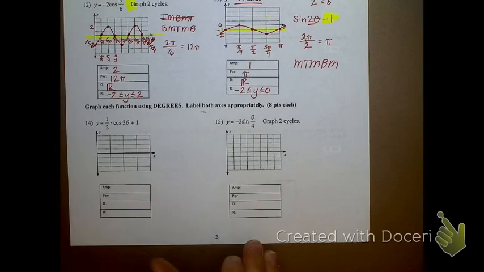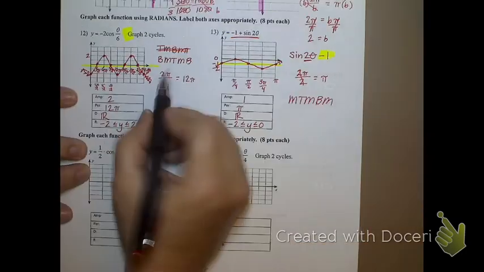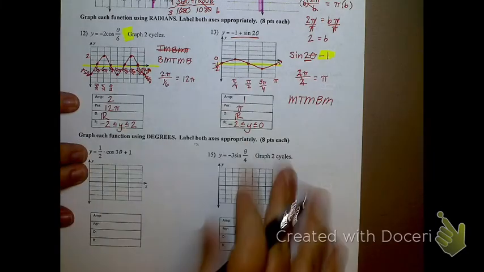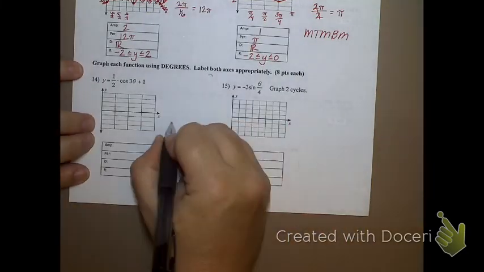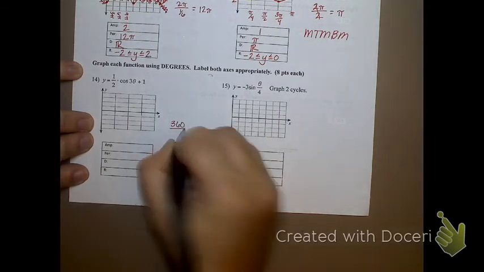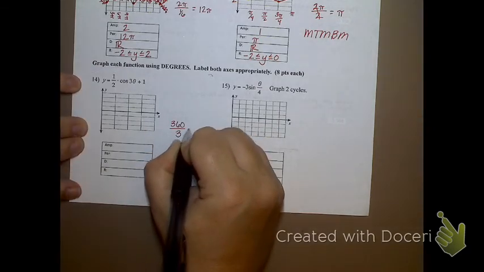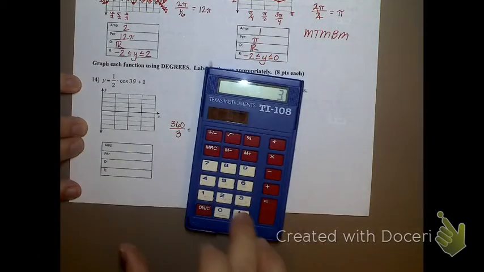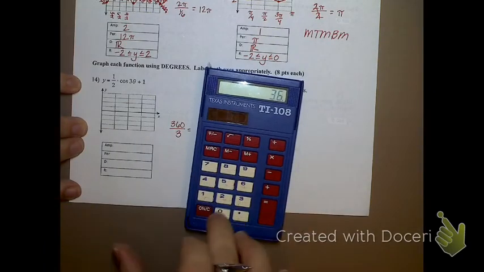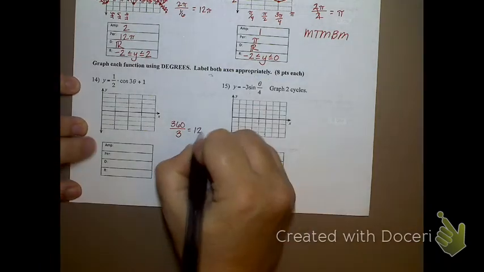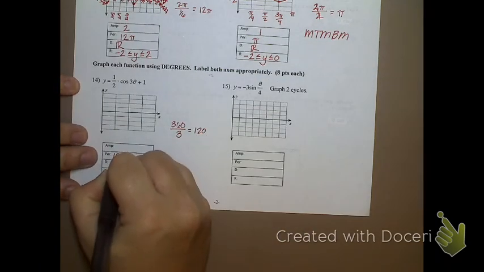All right, last two. Graph using degrees. So that just means that instead of doing 2 pi over b, I'm going to do what? 360 over b. So let's see. 360 over b. What's b in this case? 3. What's 360 divided by 3? If you're concerned, use your calculator. 120. So what's the period? 120 what?